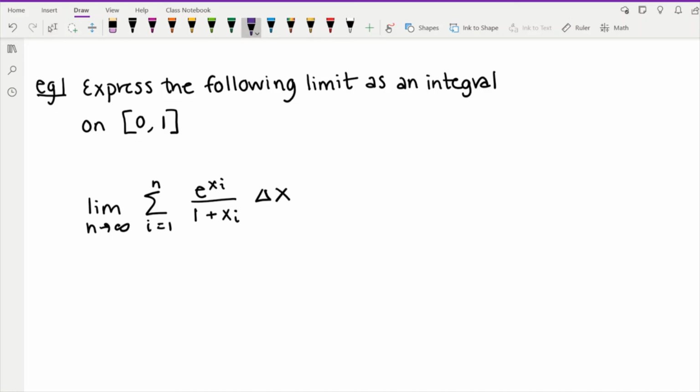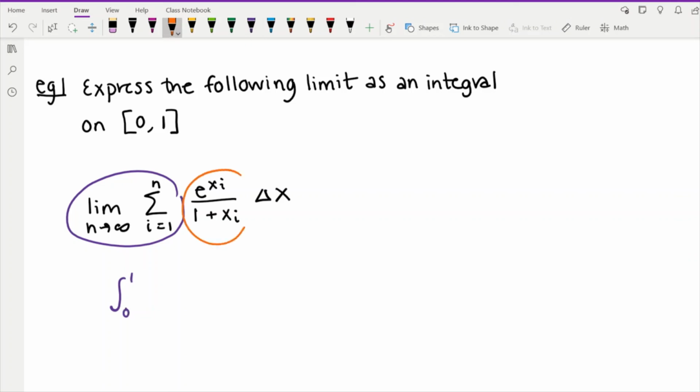Okay, so again, just like with the last one, we know that the limit and the sum together become an integral symbol. And then the bounds are given to us, right? We're told that we're looking at the interval from 0 to 1. And so those are going to be our bounds.